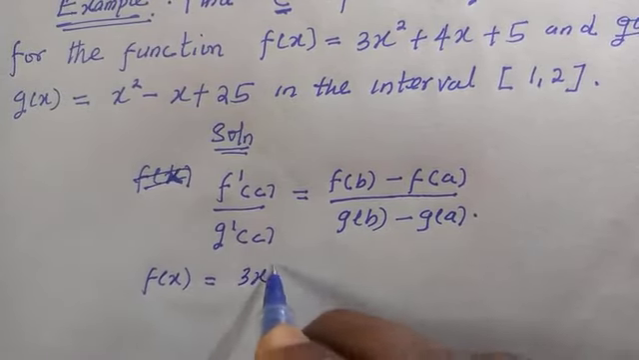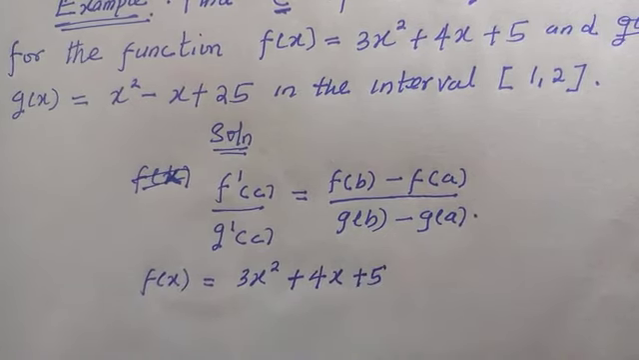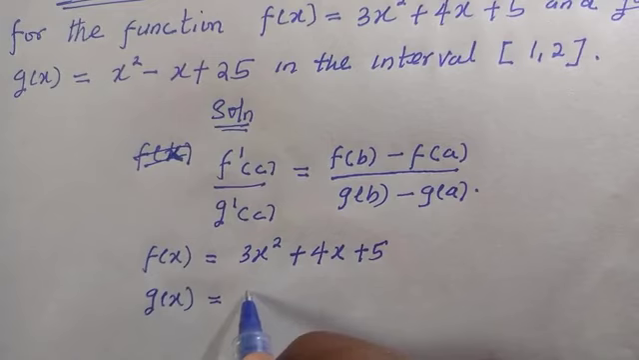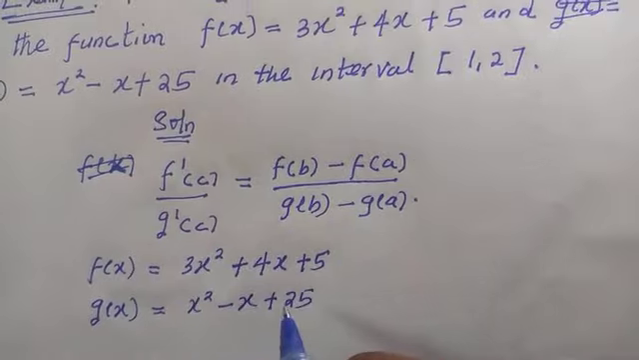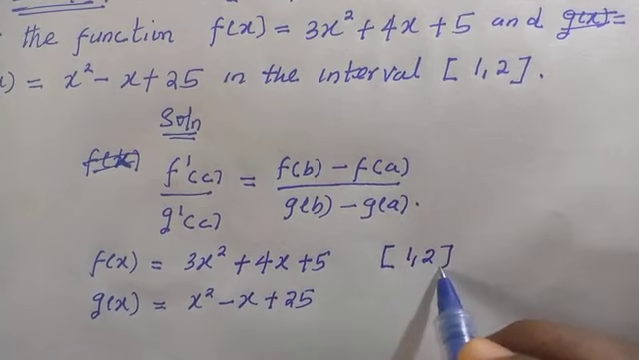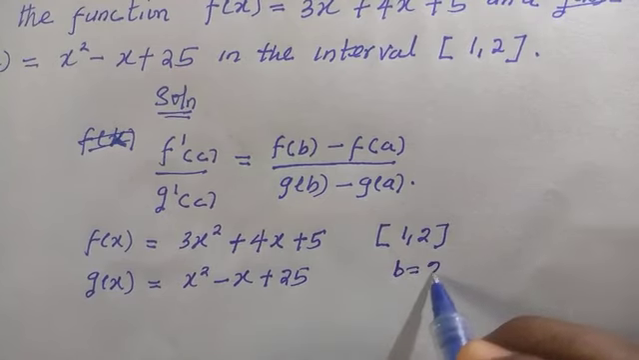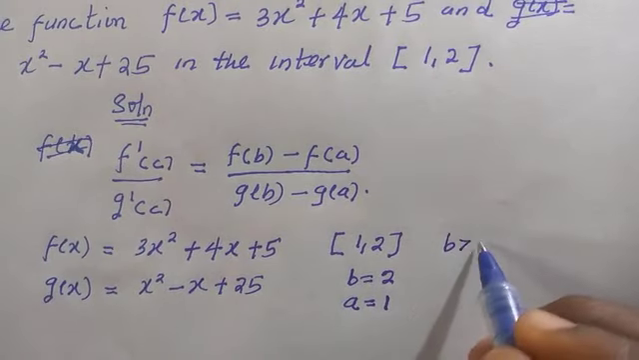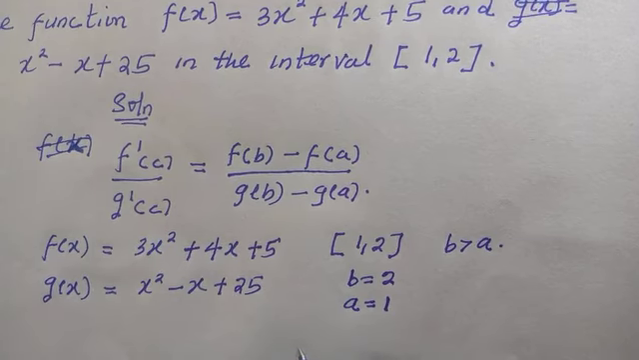So suppose we have f of x equals 3x squared plus 4x plus 5. And we still have g of x, which is x raised to power 2 minus x plus 25, are the two given functions in the extended mean value theorem with this closed interval 1 comma 2, and we know that this 1 comma 2 are b and a. So we have b to be 2 and a to be 1, as the condition states, b must be greater than a. That is why b is 2 and a is 1.